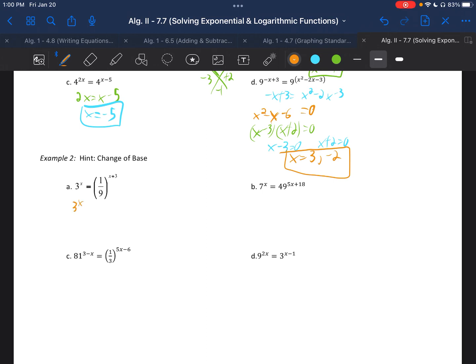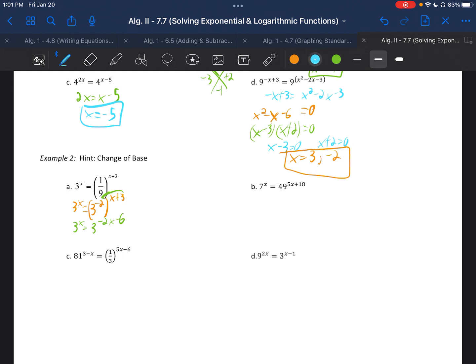So we'll keep the left side the same, but 1/9 is really like 3 to the negative second, because the exponent of 2 would make it a 9, and the negative exponent would reciprocate it and send it to the bottom of the fraction. And so that is still being raised to the power of x plus 3. So what we can do from there is use our exponent properties: a power to a power, we multiply those powers together. So we have to distribute those exponents and get 3 to the negative 2x minus 6.